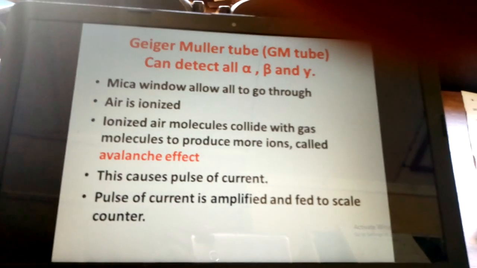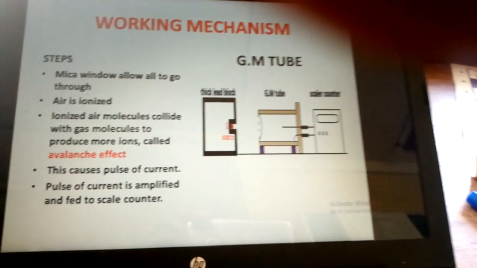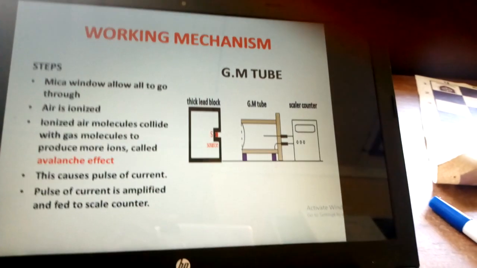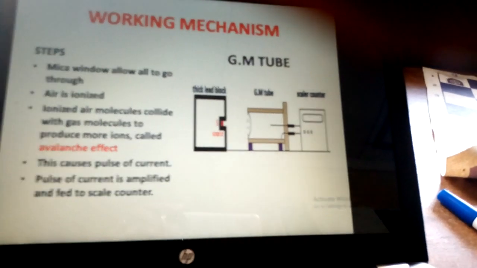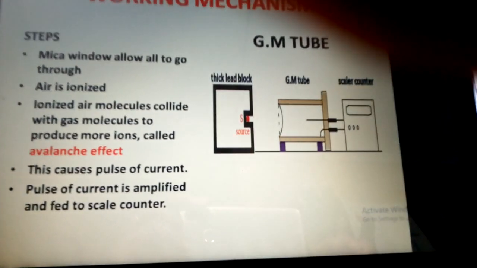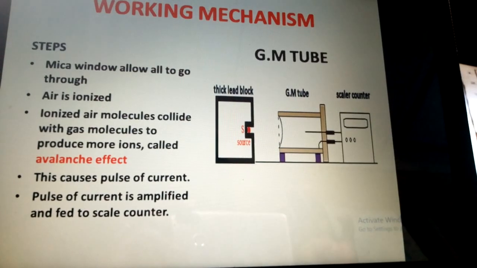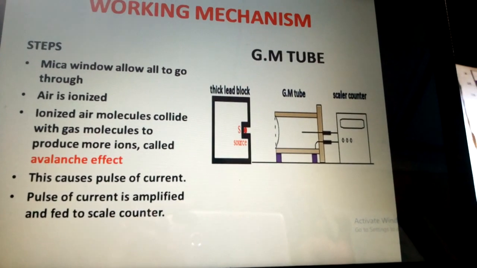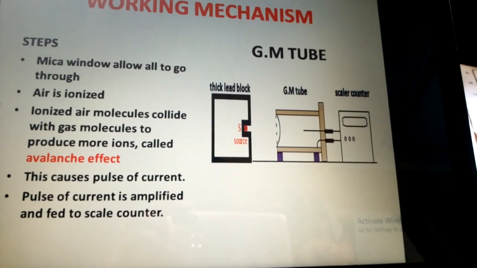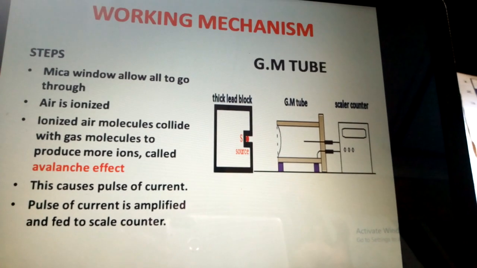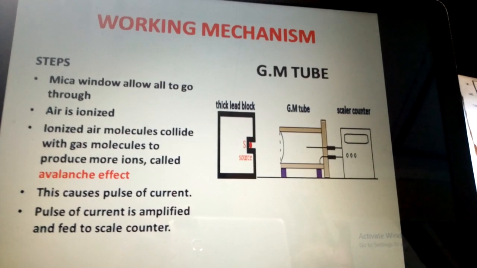Now here we are. The working mechanism that you need to know. We are talking of the mica window allowing all to go through. Air is ionized. Ionized air molecules collide with the gas molecules to produce more ions. Remember, it is filled with argon or neon at low pressure, maybe 10 centimeters of mercury.